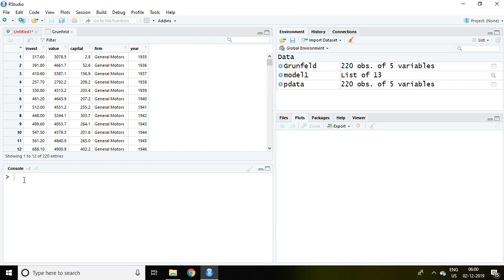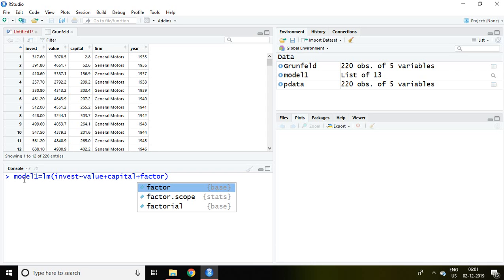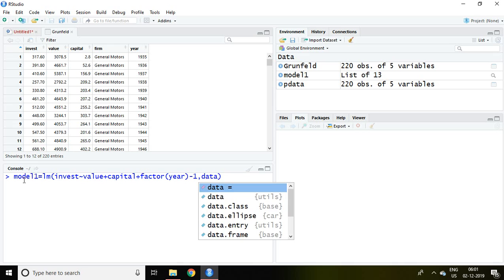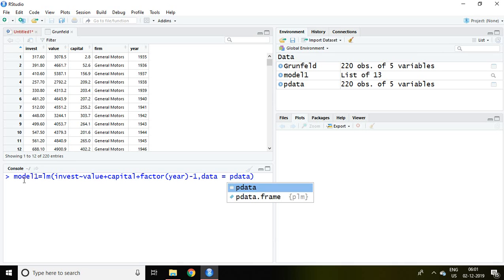So let's start. I'm going to save the value in model1 equal to lm, invest, that is our dependent variable, tilde value plus capital plus factor(year) minus 1, and data equal to pdata. Well, I have written here factor and then year.